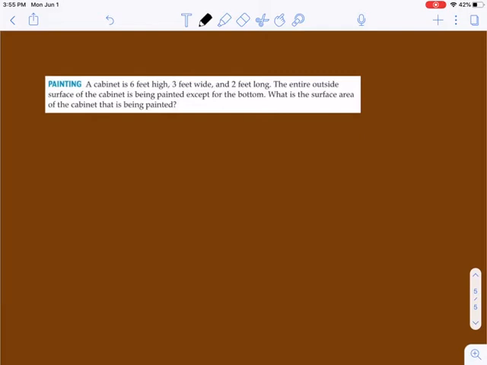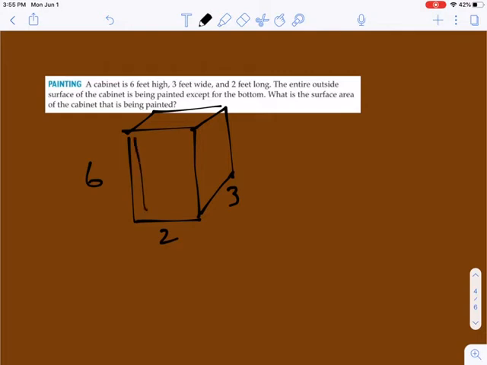All right, let's look at this last problem. This is kind of an interesting problem. A cabinet 6 feet high, so it's 6 feet. It's 3 feet wide, and it's 2 feet long. So this is my cabinet. We could say maybe there's a door there or whatever. The entire outside surface of the cabinet is being painted except for the bottom, and that's because the bottom is on the ground. So what is the surface area of the cabinet that's being painted?